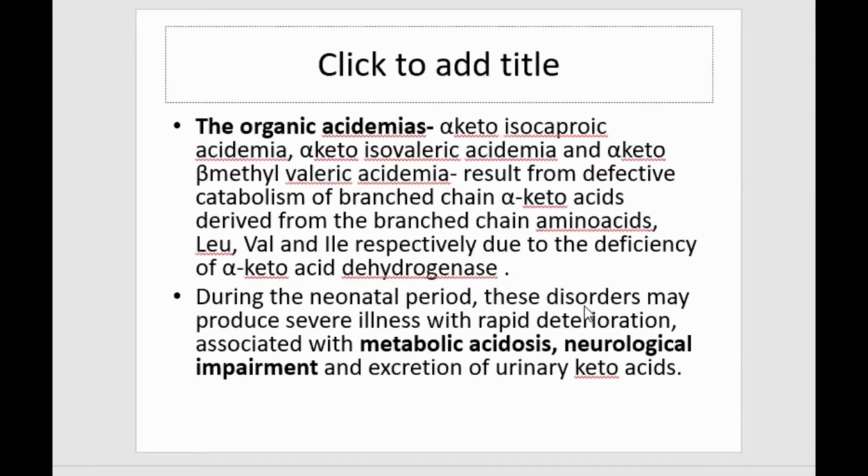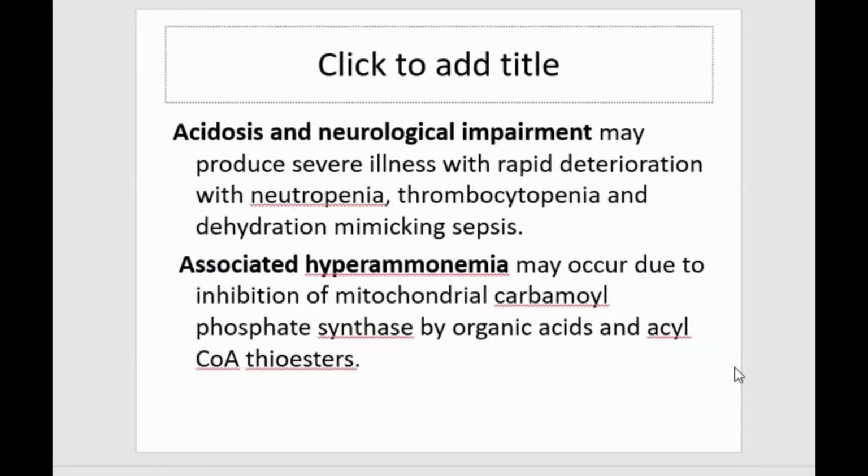During the neonatal period, these disorders may produce severe illness with rapid deterioration associated with metabolic acidosis, neurological impairment, and excretion of urinary keto acids. We'll go into the details later. Acidosis and neurological impairment may produce severe illness with rapid deterioration, with neutropenia, thrombocytopenia, and dehydration mimicking sepsis.